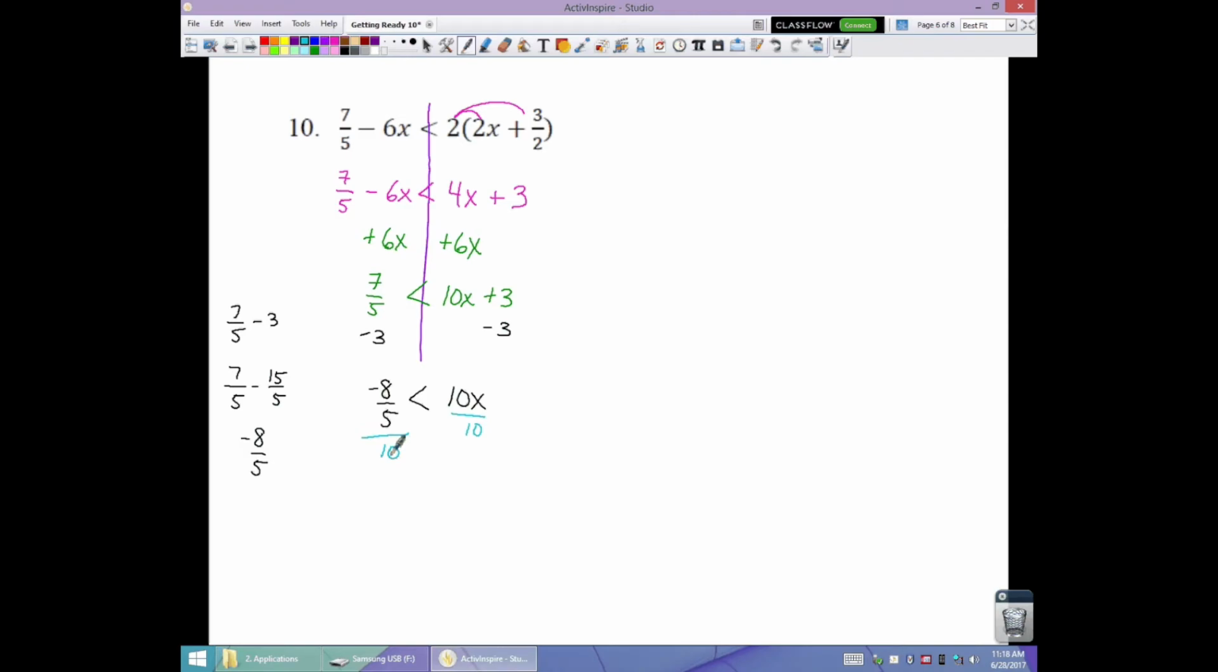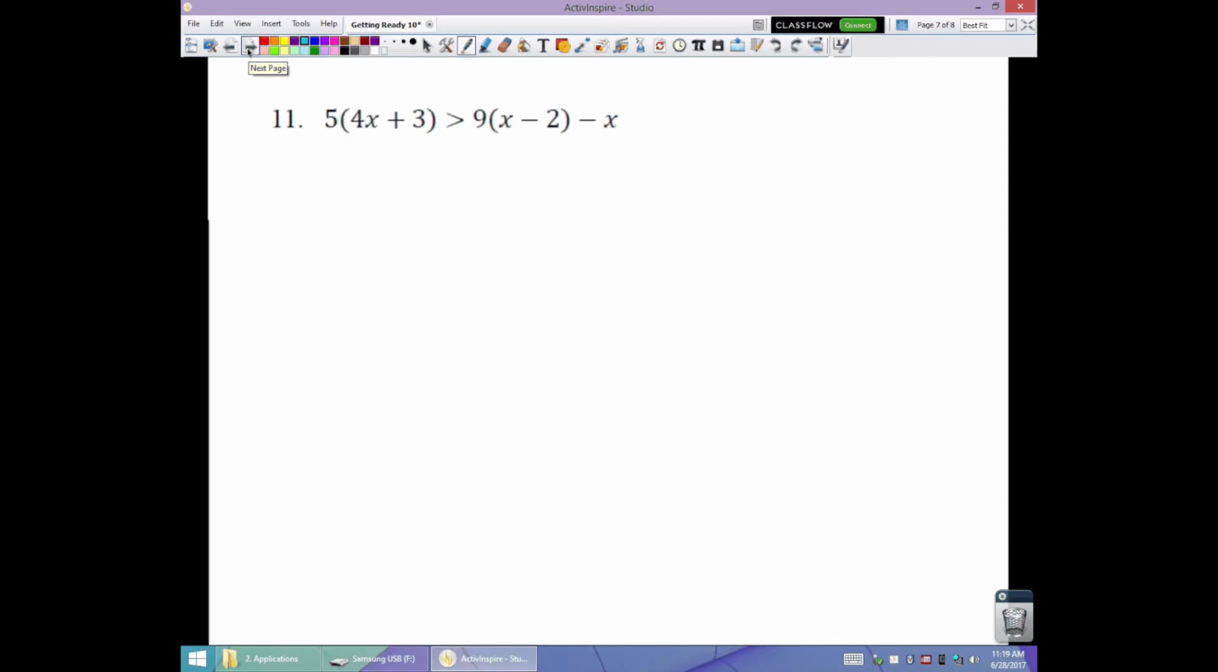Now again, over on the side, I might want to look at negative 8/5 divided by 10. Well, that's 10 over 1. You divide fractions by multiplying the reciprocal. So negative 8/5 times 1 over 10 is negative 8 over 50. And that reduces to negative 4 over 25. So negative 4 over 25 is less than x. Or if your steps had been different, you might have ended up with x is greater than negative 4 over 25. Negative 4 over 25 could also be written as negative 0.16.